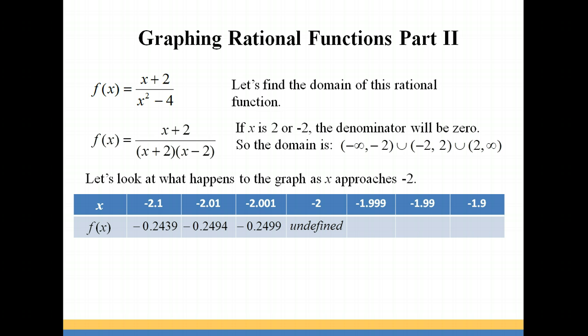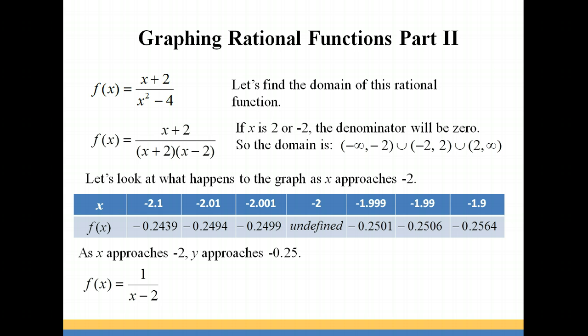Let's see what happens on the other side of negative 2. Coming in from the right, starting at negative 1.9, I have negative 0.2564, which is a little bit above negative 1/4. At negative 1.99, I'm a little bit closer to negative 1/4, and at negative 1.999, I'm very close to negative 1/4. So on that side, the graph seems to be approaching negative 1/4 as well. What we can say is that as x approaches negative 2, y approaches negative 0.25.